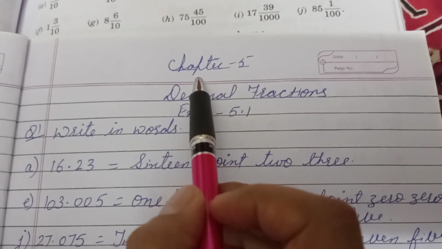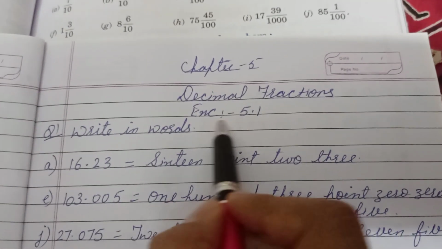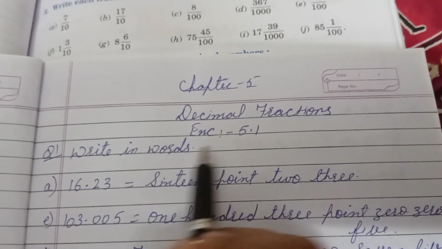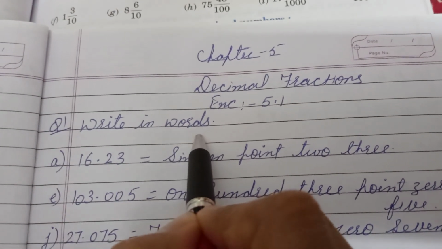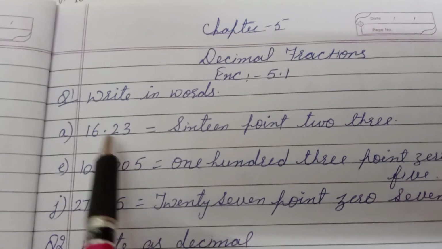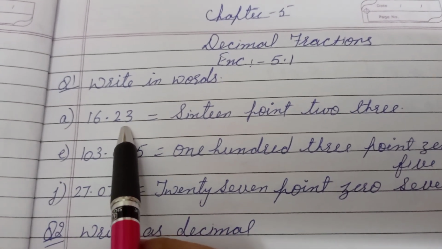Today we are going to start chapter number 5, that is decimal fractions. So we'll start with exercise 5.1. Write in words. First question, write in words. So children, all of you are familiar with this, how to write. This is part 1 and how to write it in words.